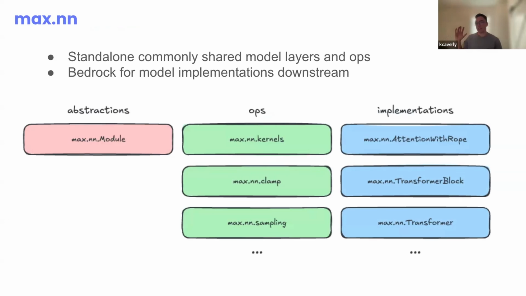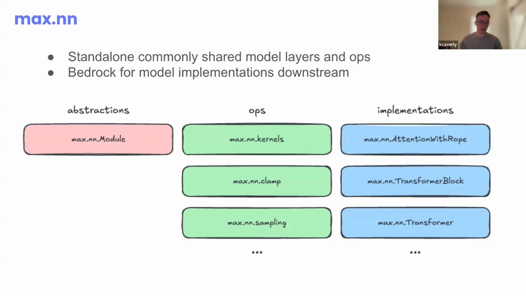The next one I'm going to talk about is the Max NN package. Max NN is pretty analogous to a lot of NN modules you'll see in Torch, etc. What it is, essentially, is commonly shared model layers and ops. So it is the first layer between the Python Max Graph API and our models. And the intention here is that it serves as the bedrock for any model implementation downstream. So as we implement a new model and we can abstract a specific layer away, we expect to move it up to the Max NN module.